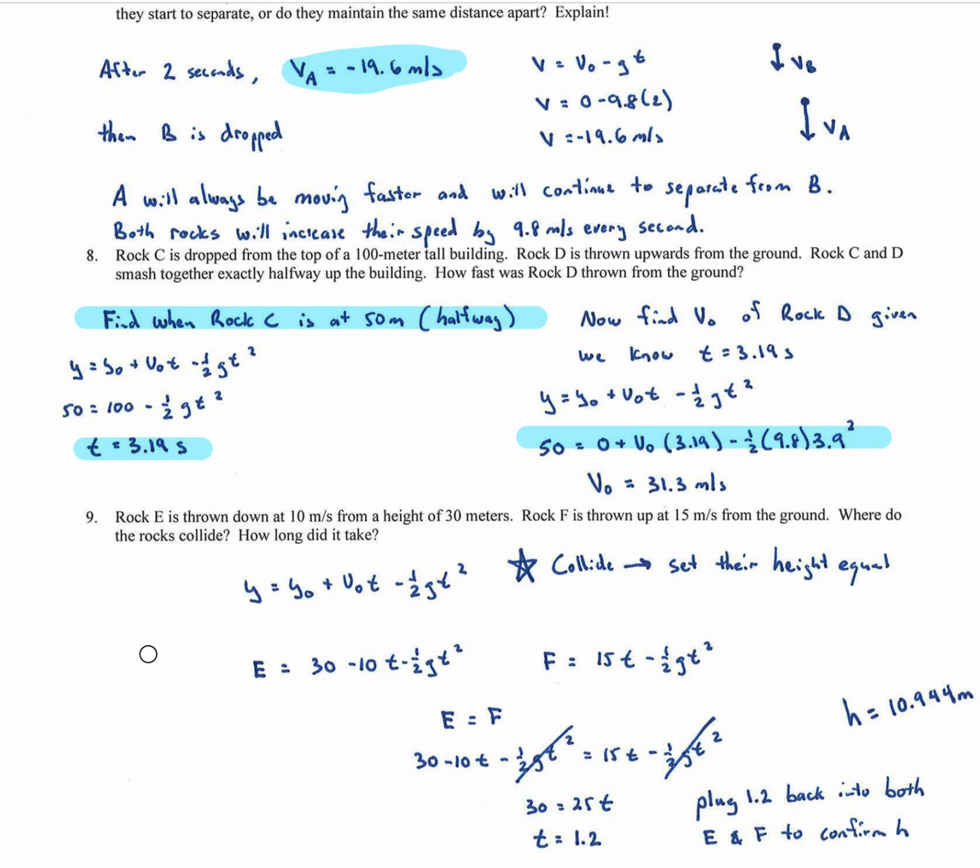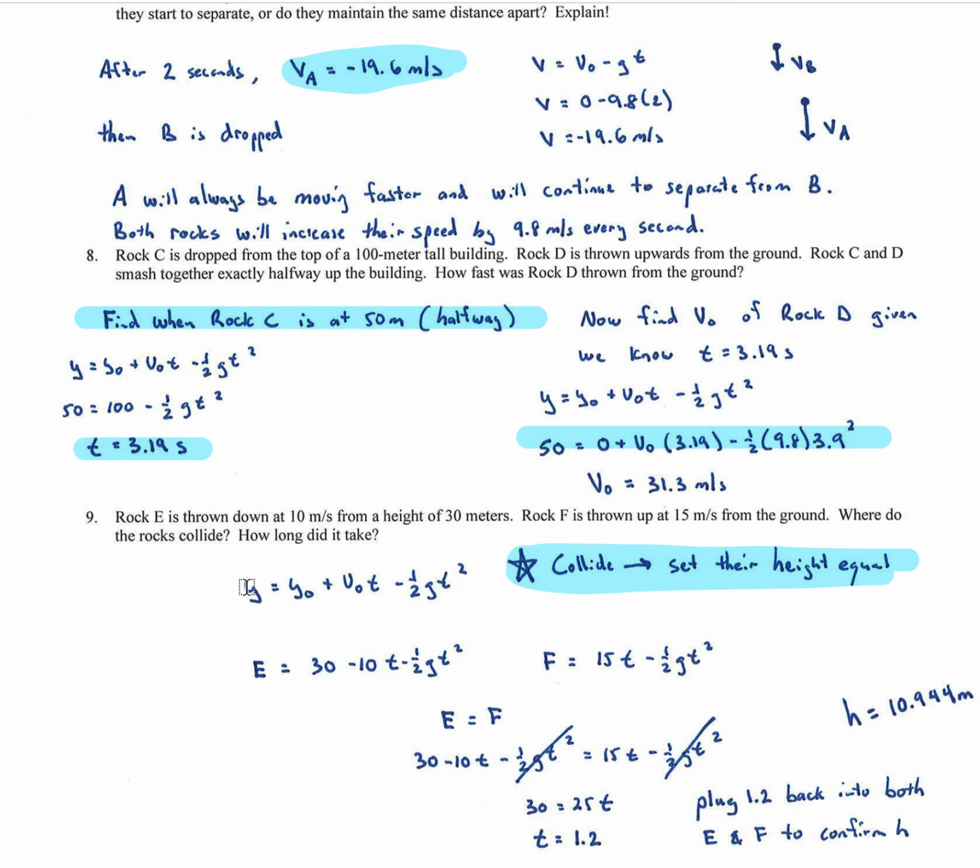All right, last but not least, this is probably my favorite one. I always love collision questions. Rock E is thrown down at 10 meters per second from a height of 30. Rock F is thrown up at 15 meters per second from the ground. And the question is, where do they collide and how long does it take? And the beauty of this one is I actually answer this question first. How long? One of the key pieces is this, and it seems obvious once you read it. You want these two rocks to collide. What does that even mean? Well, we want their heights to be equal.